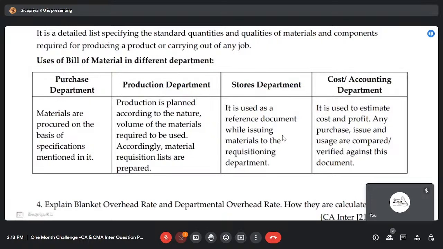The production department will plan according to the nature and the volume of the materials which are required to be used. The stores department uses the material requisition as the basis for storage purposes, and whenever required they have to issue the same to the production department. And the cost accounting department uses it to estimate the cost as well as the profit of the particular item, job or product.